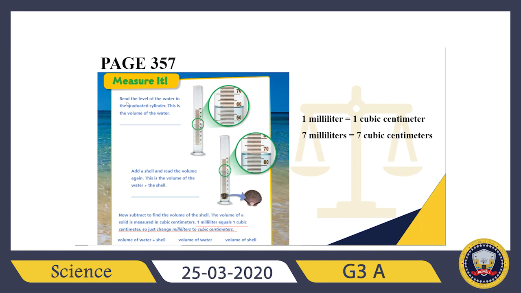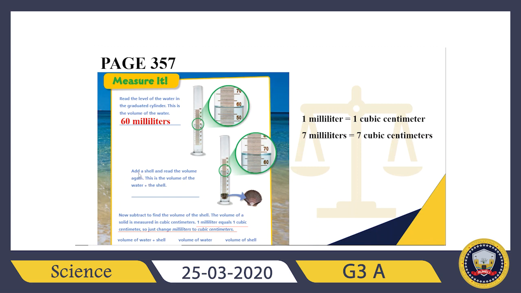So it's page 357. Let's read the question together. Read the level of the water in the graduated cylinder. This is the volume of the water. So check it. What is my volume here? Good job. It will be 60 milliliters, right? Check the line here. It's rising up to 60 milliliters.